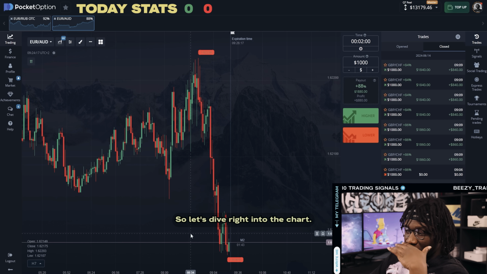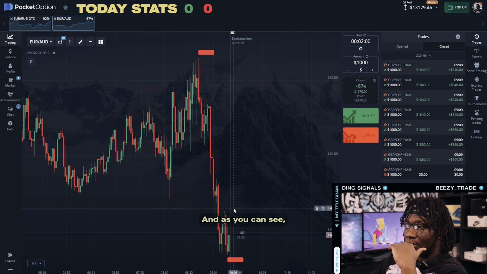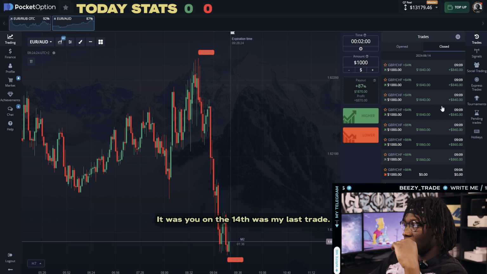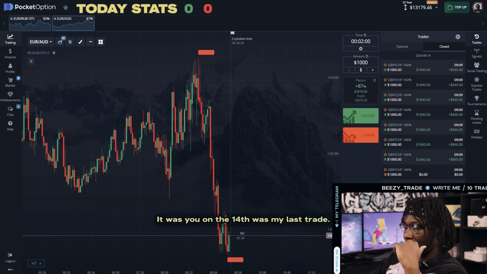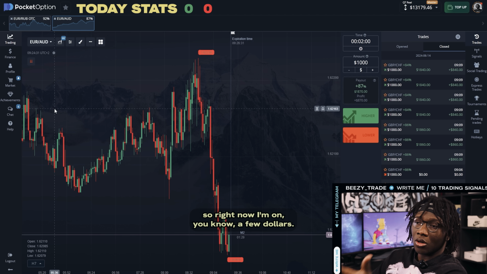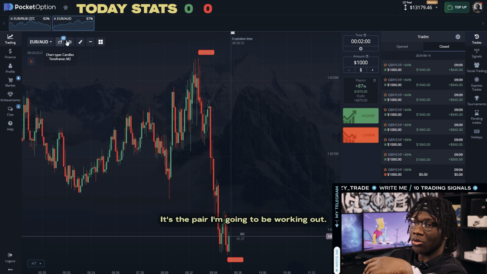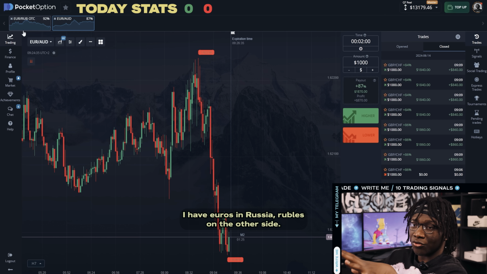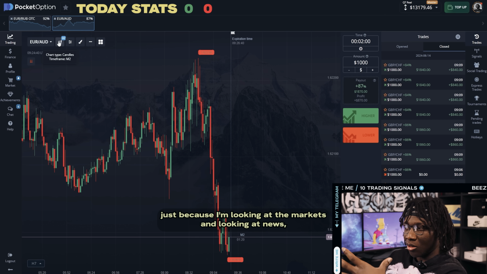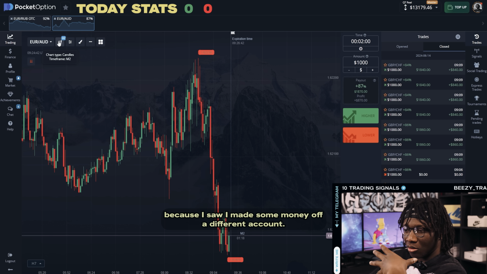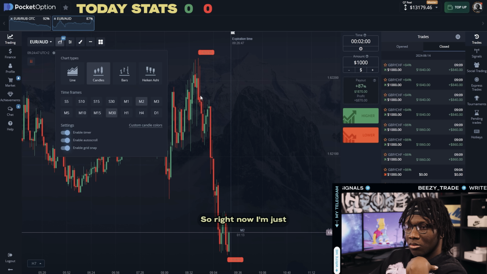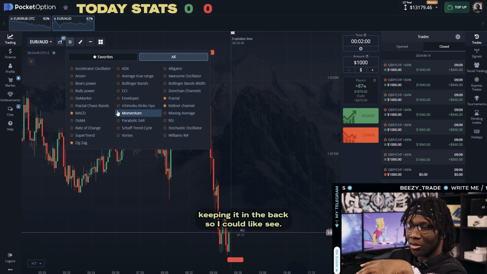So gang, let's dive right into the chart. As you can see, I've got about 13K on the account. You can see on the 14th was my last trade. Right now I'm on Euro Australian dollars. It's the pair I'm going to be working on. I have Euros and Russian rubles on the other side on OTC, just because I'm looking at the markets and looking at news, because I made some money off of it on a different account. So right now I'm just keeping it in the back so I could see.